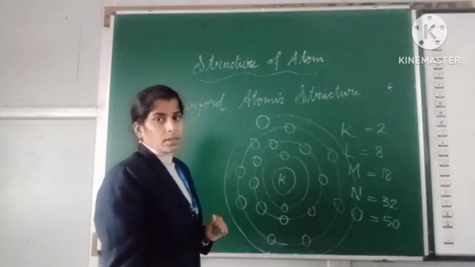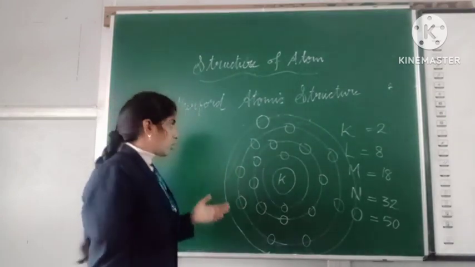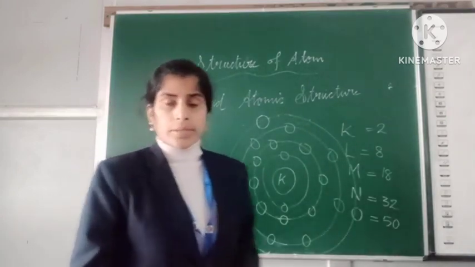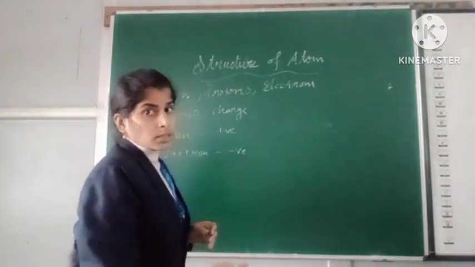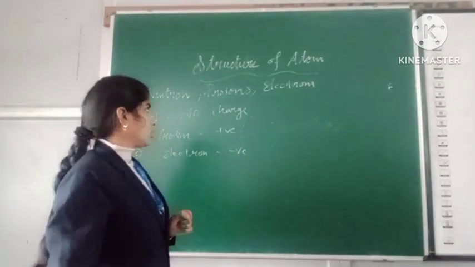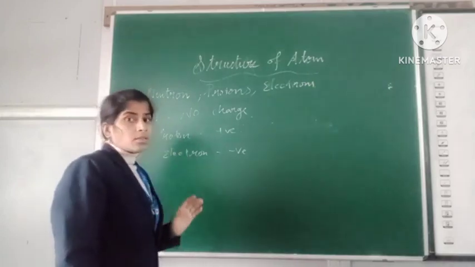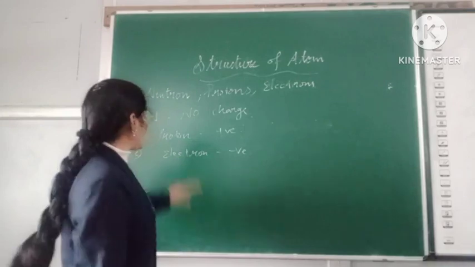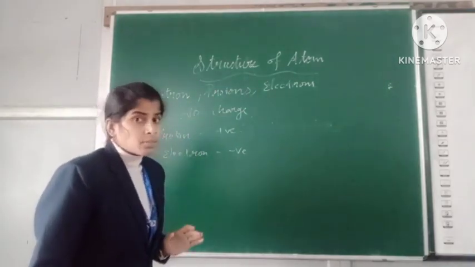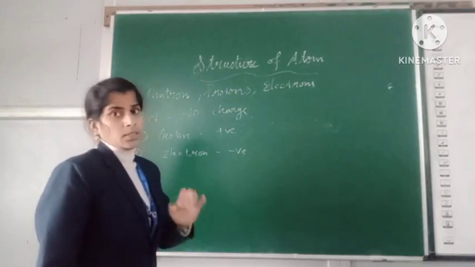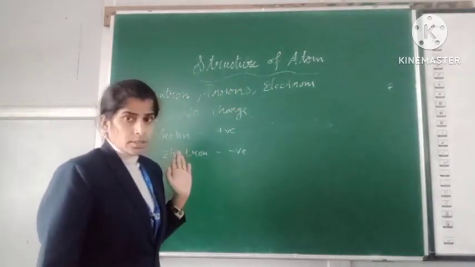Okay, clear? A few important points are also discussed about this atomic structure, Rutherford atomic structure. An atom consists of 3 subatomic particles: neutron, proton and electrons.